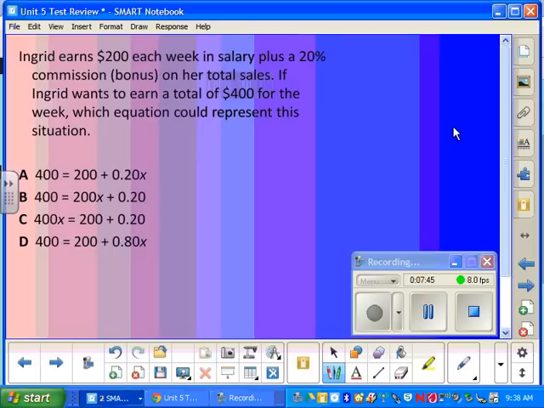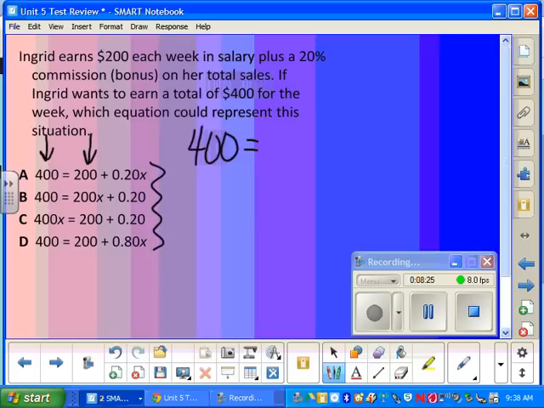Ingrid earns $200 each week in salary plus a 20% commission bonus on her total sales. If Ingrid wants to earn a total of $400 for the week, which equation could represent this situation? Okay, we're going to start out by filling in what we know. Now if you look at your answer choices, it looks like they start out with the total. So what is the total that we're wanting? Well, the total we want is $400. So I'm going to start out with $400 and say that equals.